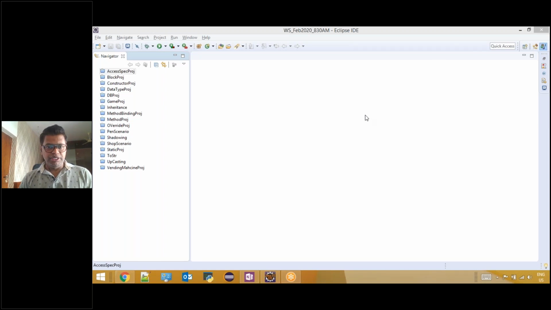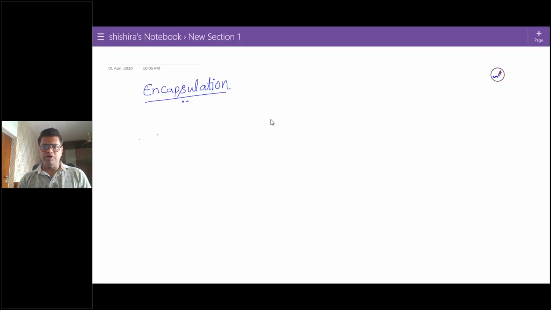Okay, good morning, guys. In today's session, let's talk about one of the object-oriented principles of Java, that is encapsulation, right? This is a very easy concept. Encapsulation is a very easy concept. Before I actually start with encapsulation, I would like to give you two real-time examples, and then we will continue with encapsulation. All right.